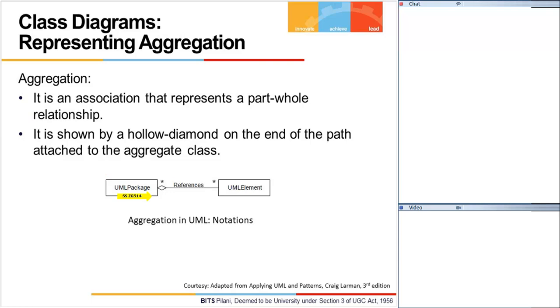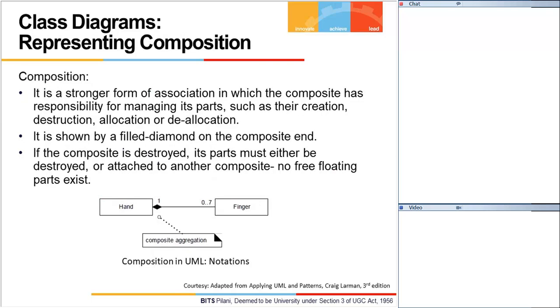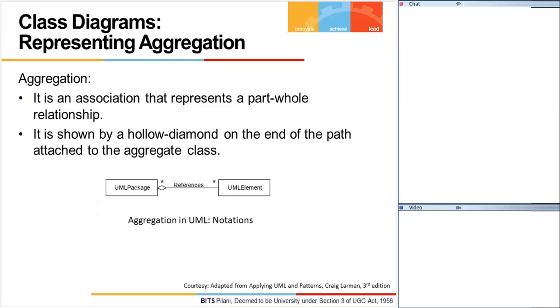Okay, I'll give you an example. First, let's understand the composition. This is the composition relationship wherein the hollow diamond changes to a filled diamond, and it is placed at the composite end. Now let's understand the difference between an aggregation and a composition. In aggregation, I'll go back to the previous slide, the parts can have individual existence. So my UML elements can have individual existence, whereas that is not the case in a composition.